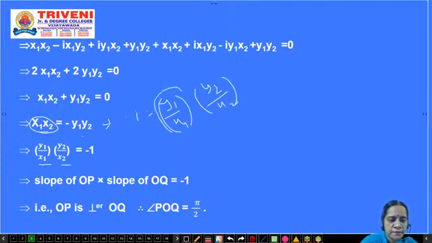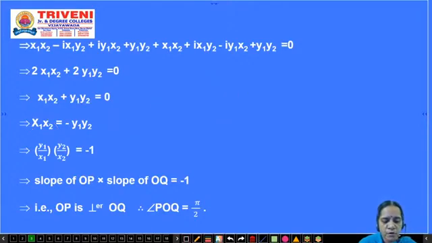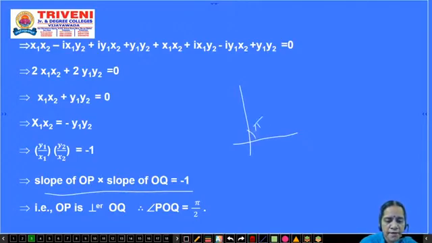Here, this is the slope of OP, and this is the slope of OQ. The product of the slopes of OP and OQ is equal to -1. Therefore, the angle between them is 90 degrees. The lines OP and OQ are perpendicular, so OP is perpendicular to OQ.